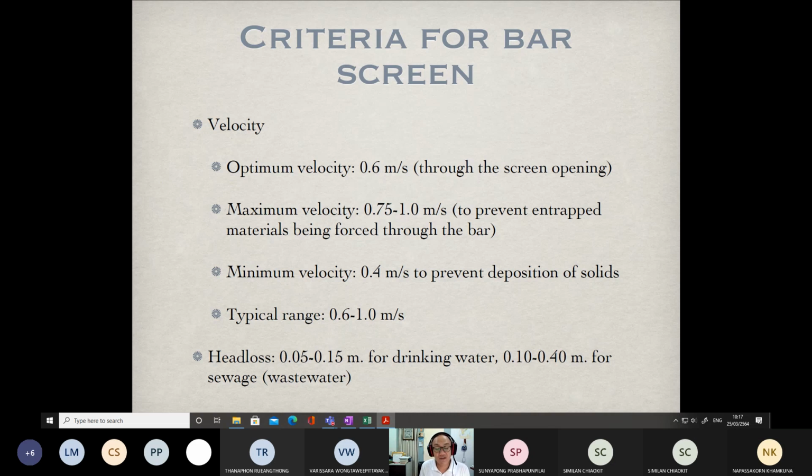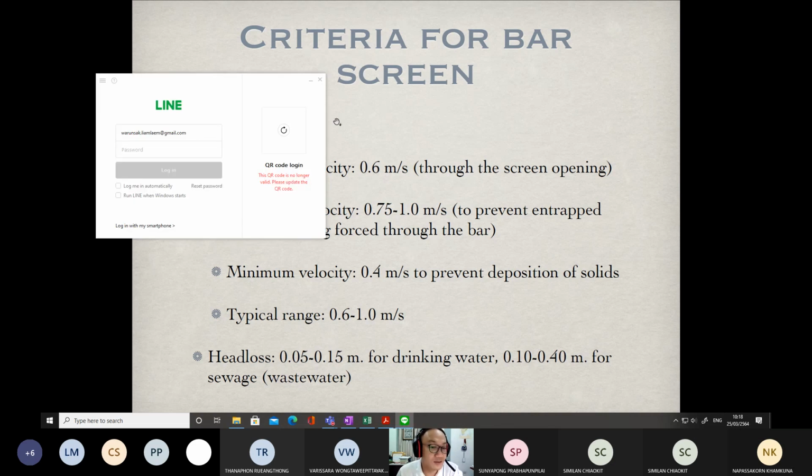The initial head loss for water treatment or drinking water should be in the range of 0.05 to 0.15 meters, or 5 to 15 centimeters, not that high for drinking water. But for wastewater, it should be in the range of 0.1 to 0.4. So the range is getting larger for the sewerage or a wastewater treatment plant. Okay, so this is the initial loss.